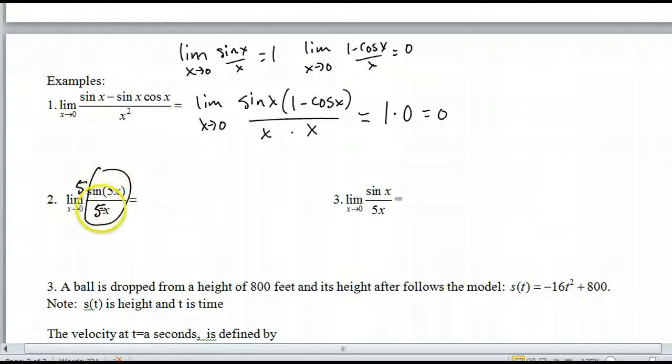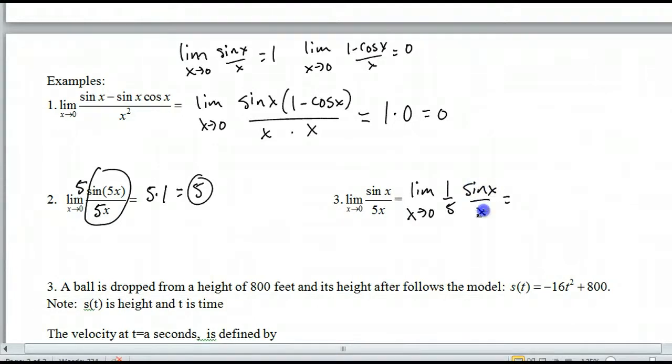So this overall limit in here is simply 1, and then I have my 5, so I get 5. So it's 5 times 1. This one's similar, but I don't have this. I just need a plain x. I have the additional 5 here, but through simple multiplication I can pull that out. So the limit as x goes to 0 of 1/5 sine of x over x is equal to, well, that's 1/5 times 1. So there's an example of doing some algebraic manipulation.